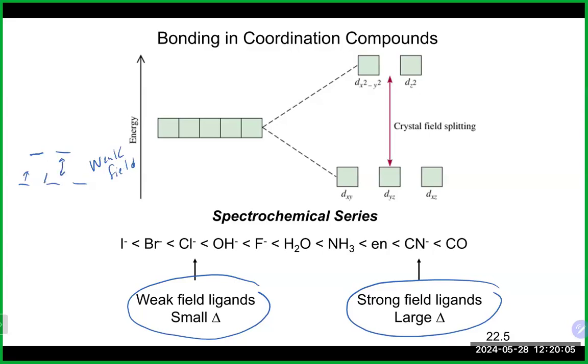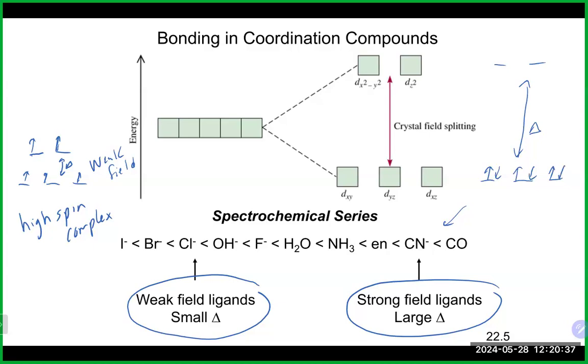And that means that our electrons will fill one at a time, and we'll have a lot more unpaired electrons. This will give rise to what is referred to as a high spin complex, because you have a lot more unpaired electrons. Now, if we have somebody over here, we will get a much larger splitting. In this case, we're going to get a lot more paired electrons, so fewer unpaired electrons in this large, strong field.